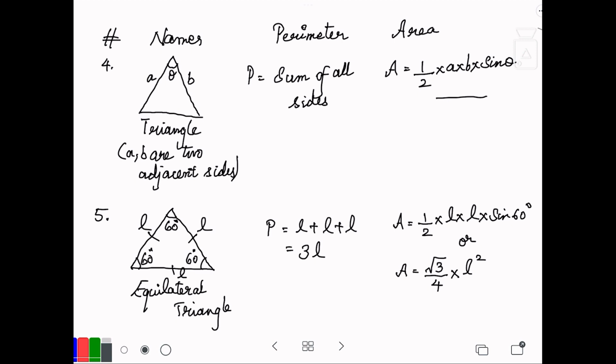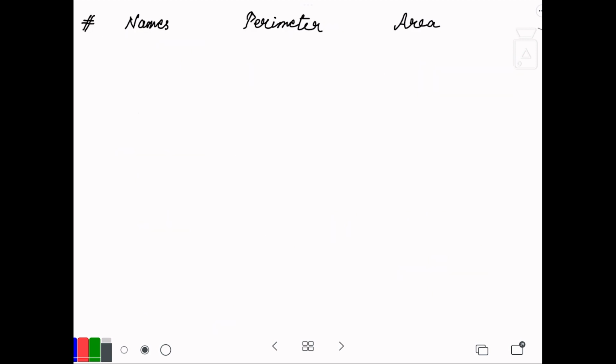Hope you are clear with the formulas. We have seen three different types of triangle formulas based on what information or input is given. I would like to take the next one as the parallelogram.